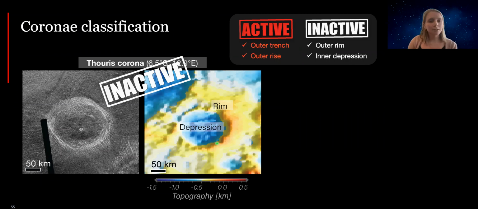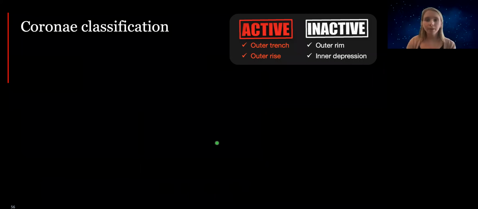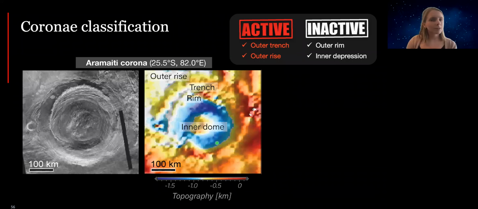In contrast, we have the Alamaiti corona that I've also talked a little bit about earlier in my talk. This corona features a lot more structures in terms of topography. It clearly has an outer rise surrounding an inner trench. This implies to us that there is evidence for lithospheric bending and suction above downgoing lithosphere, and the corona, in our point of view, is currently in an active state that predates the final complete topographic inversion.